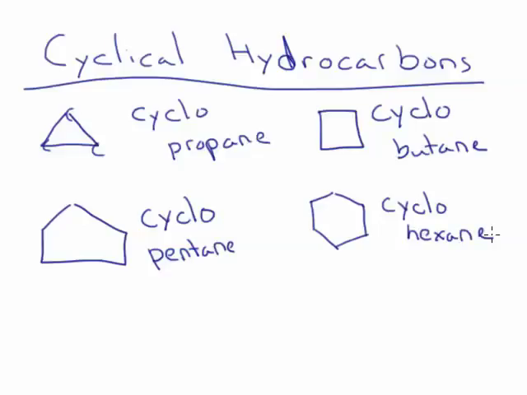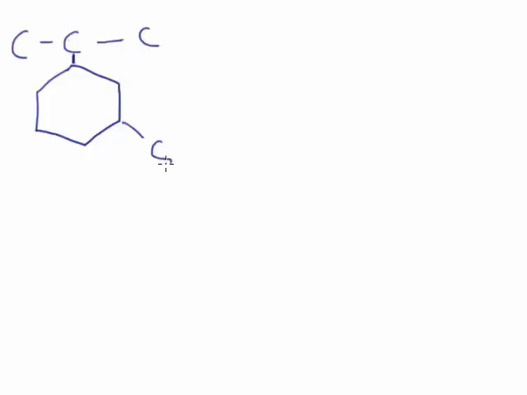So let's apply these to some examples. First, we have to find the longest chain, and hopefully that is the ring. And we can count. We want our functional groups to have the lowest numbers. And so we'll go 1, 2, 3, 4, 5, 6. If you have this case where you could have 1 here or 1 here, and then they'd both be 1 and 3, I would pick the larger functional group or the largest chain to be 1.